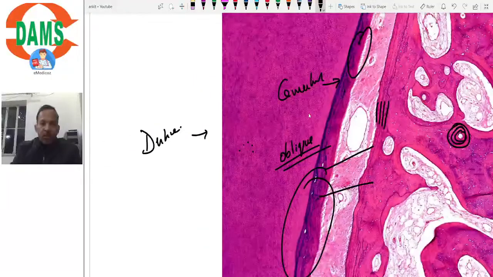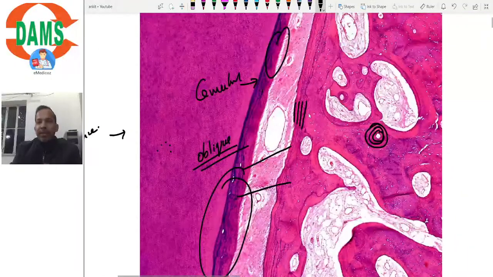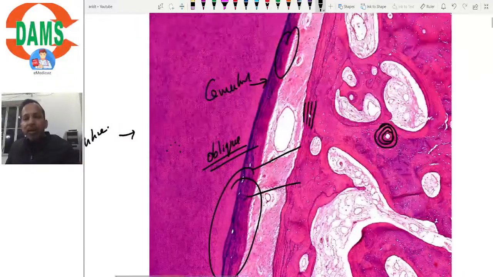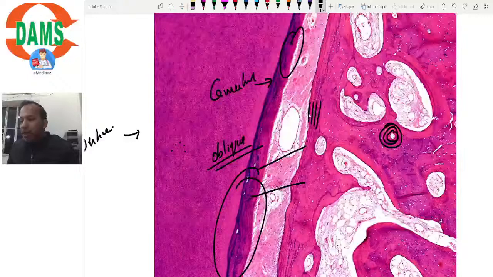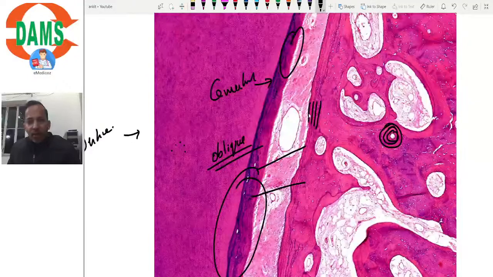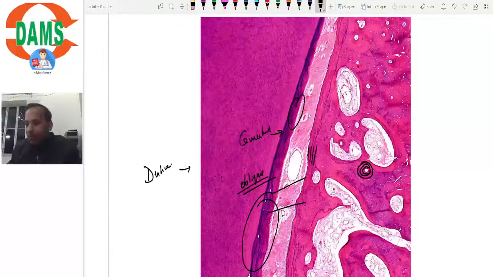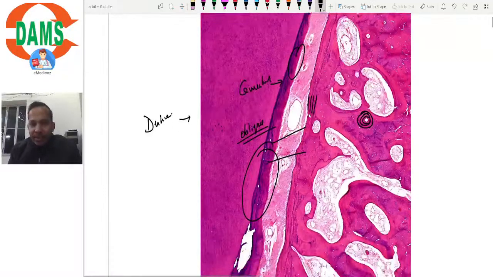This is the first slide for today, right? And the slide has PDL, it has dentin, cementum, and the alveolar bone, right? So let's move on to the next slide. I hope this slide is clear for you, right? So let's move to the next slide.